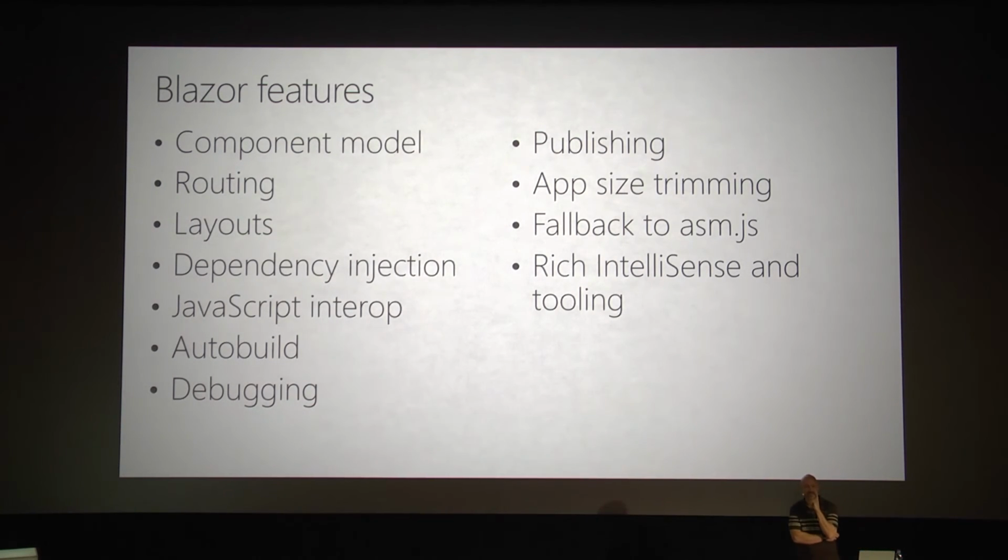I showed you app size trimming. So this is a full .NET runtime running in your browser under 1 megabyte. So that's pretty neat. There's fallback to ASM.js. So I did say that WebAssembly is a web standard. It's a new web standard. It does work on current versions of all major browsers, but for fallback to mobile or older browsers, there is support for ASM.js, which is neat.